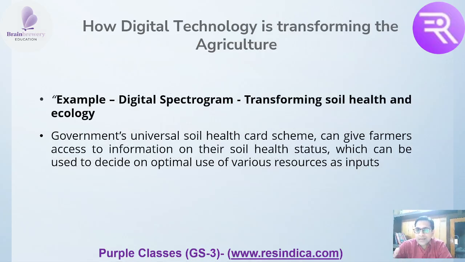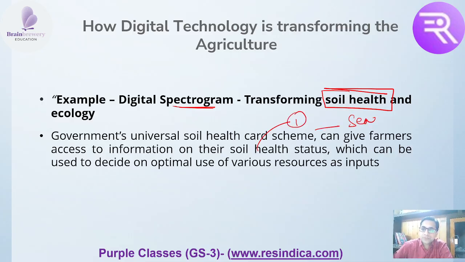So let's start with how things are changing. For example, take the digital spectrogram, how soil health and ecology is getting transformed. With these ICT tools we can get the health of the soil with the help of soil sensors. So we can decide during what time we have to put fertilizer, during what time we have to put water. Optimum use of fertilizer and water, balanced and precise use, can be done. This is called the digital spectrogram, where we are transforming how we can improve soil health.